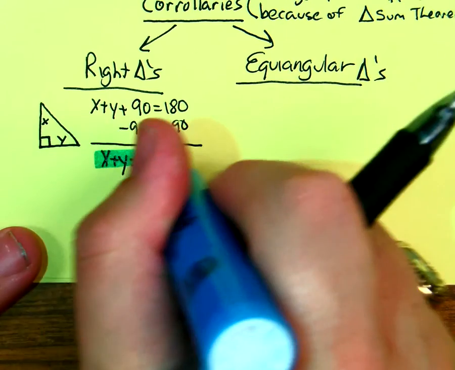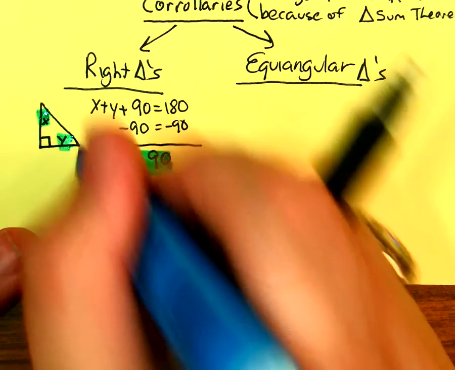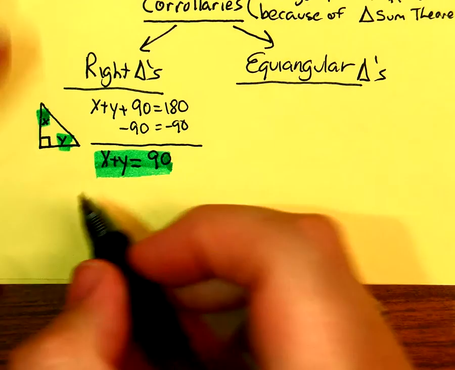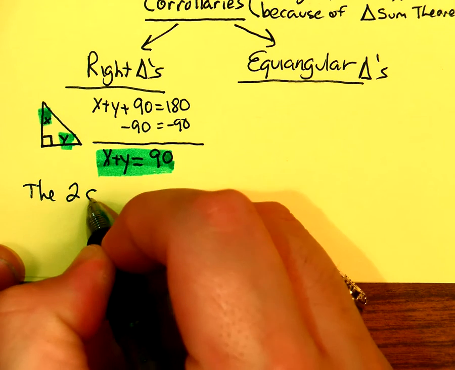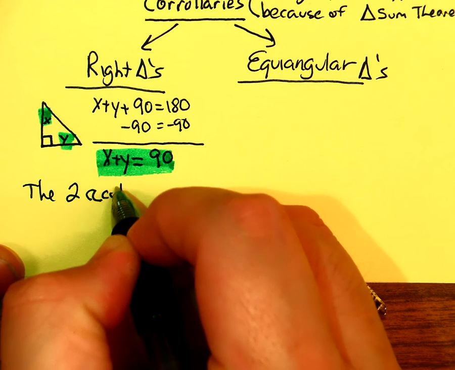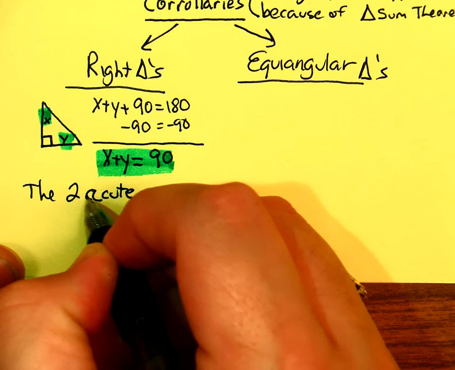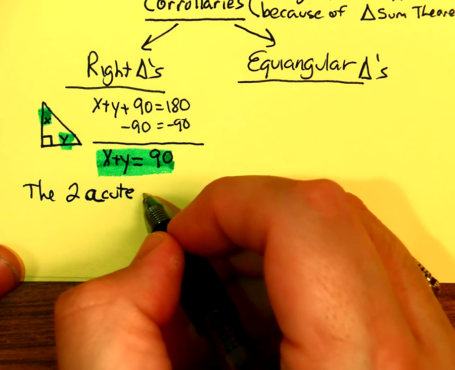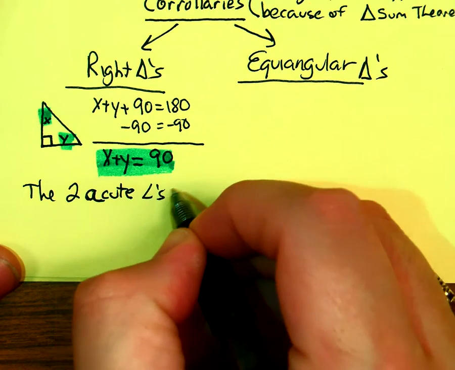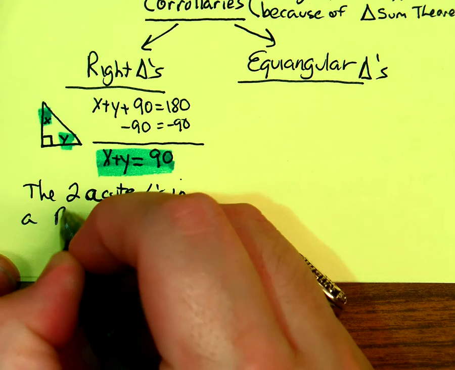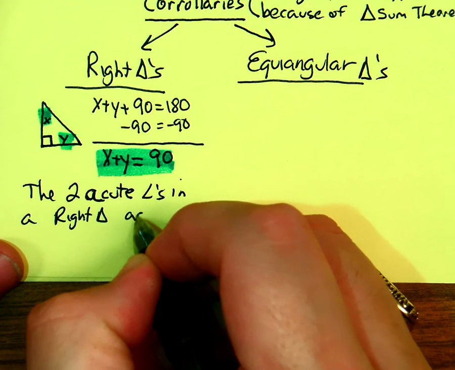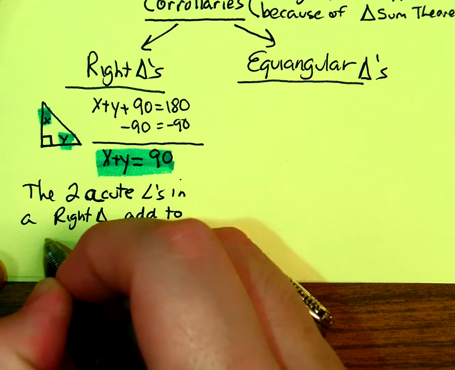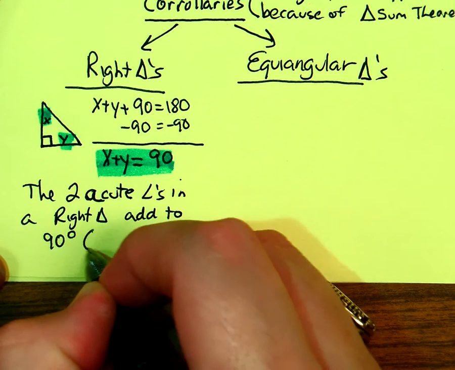The two acute angles in a right triangle add to 90 degrees. Or you could say they're complementary.